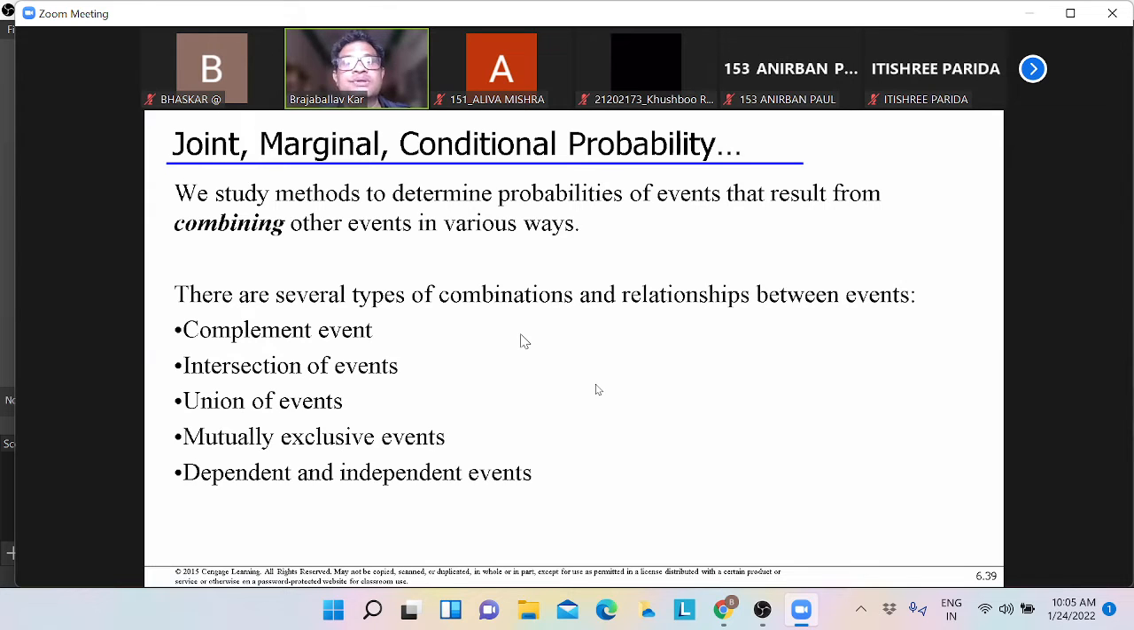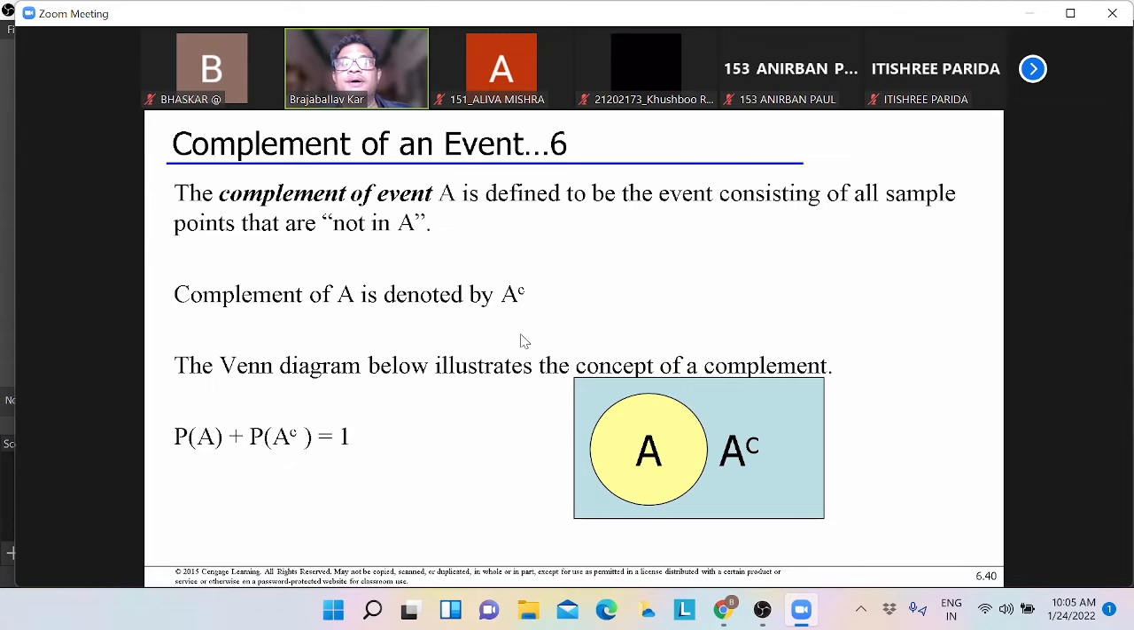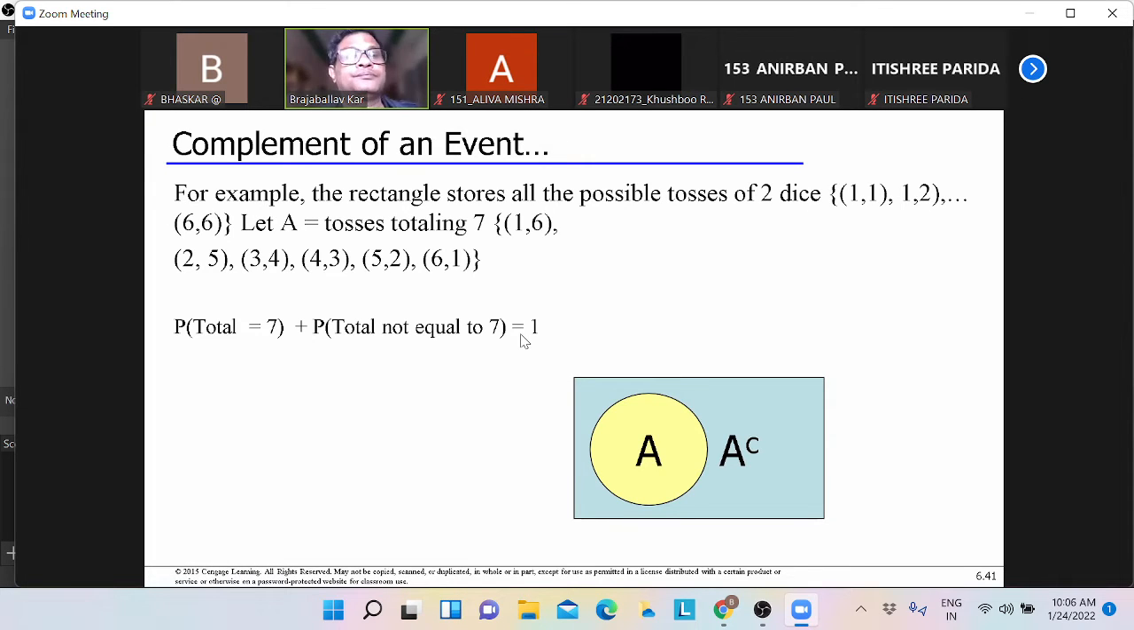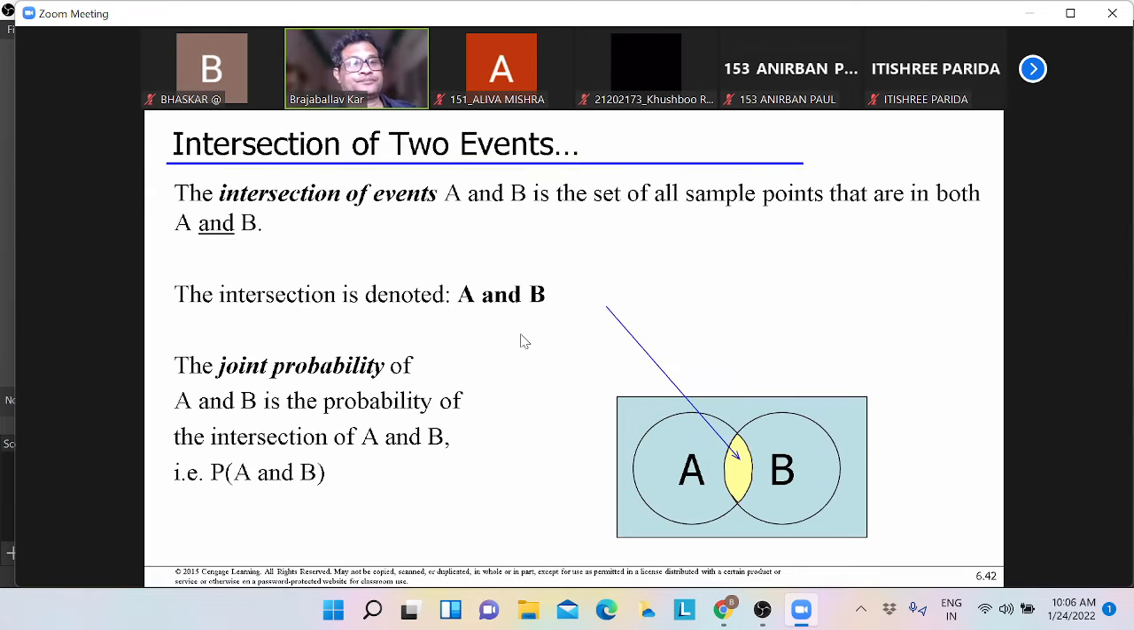Please pay attention to this discussion now. Complement of an event. Basically, if the event is A, then A complement is written like this, and P(A) plus P(A complement) is equal to 1. This is your total possibilities. And then we use the Venn diagram. This P stands for probability.